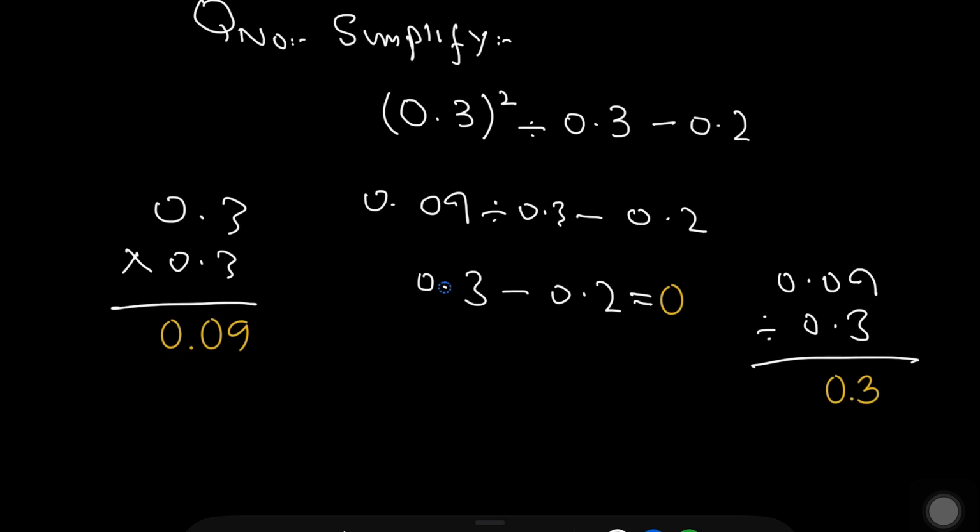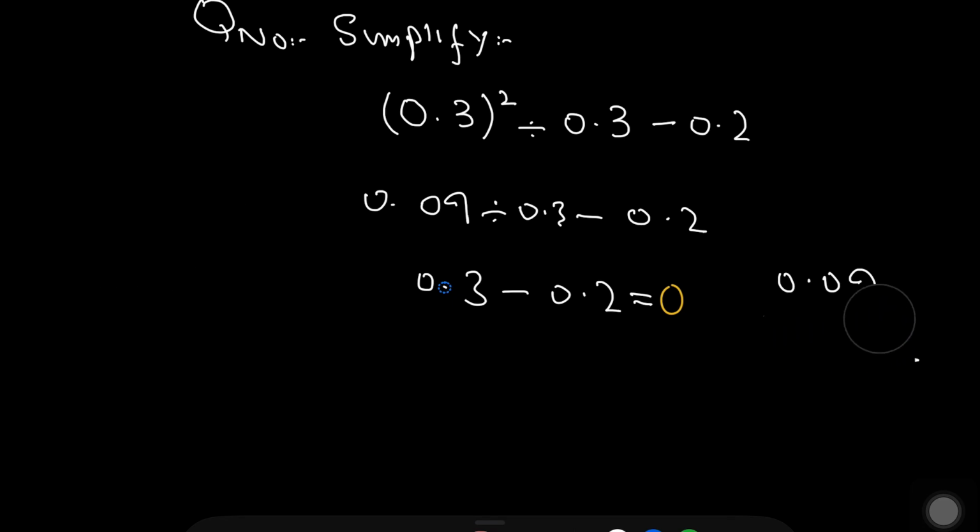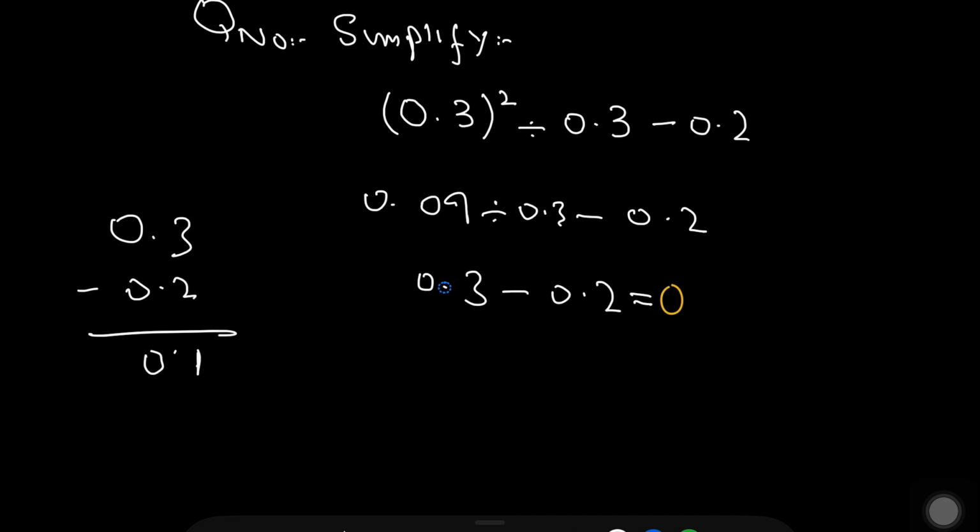So we check our answer is right or not. Wrong. So 0.3 minus 0.2, and we check 3 minus 2 is 1, here point and 0, so 0.1. So our final answer is 0.1. This is the final answer and right answer of this question.